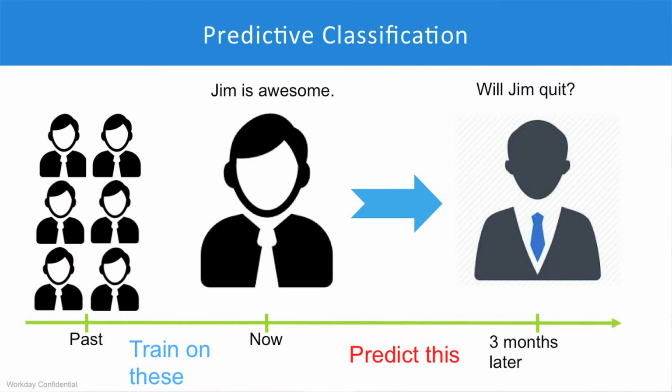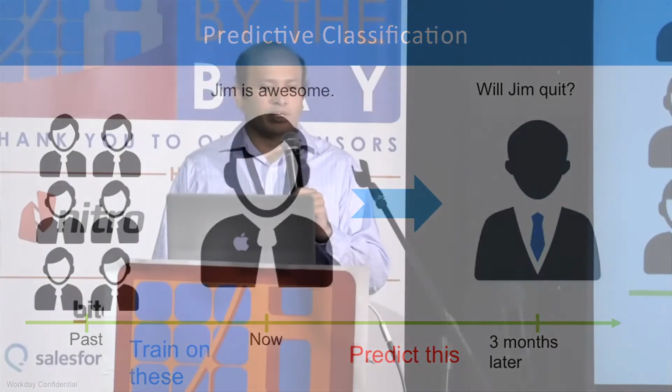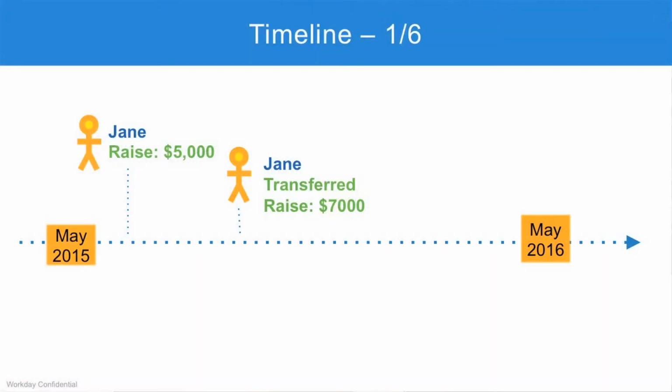We are trying to solve a predictive classification problem. We are looking at Jim, and Jim is a great employee, and his employer wants to know if Jim is going to quit in the next 3 months. We chose to formulate this problem as a supervised classification problem in a predictive context. There are other ways to formulate this problem, for example, survival models. But after some initial exploration, we settled on supervised learning as the appropriate way for us to proceed. So let's go through a similar timeline just to set up the problem.